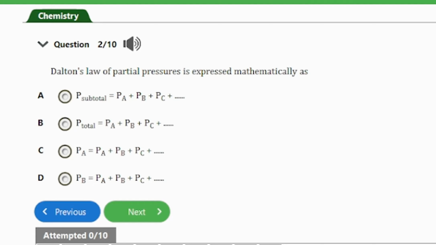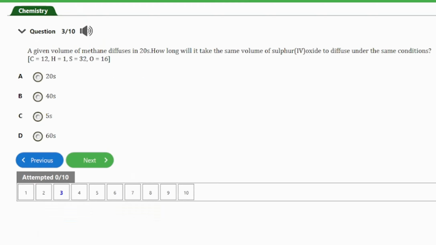Option D says P of B is equal to P of A plus P of B plus P of C. So guys, the answer to this question, like we should already have known, is option B. That's P of total. The total partial pressure is going to be P of A plus P of B plus P of C, and so on. So Dalton's law of partial pressure is expressed mathematically in this form. That's option B here. So let's consider the next question, guys.